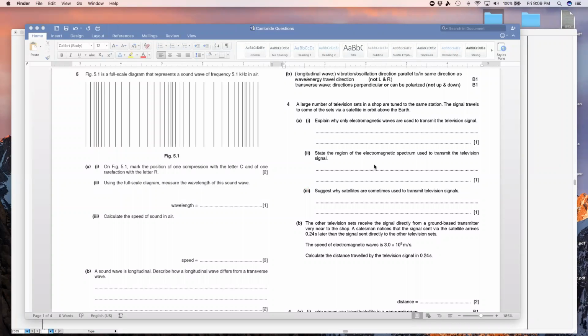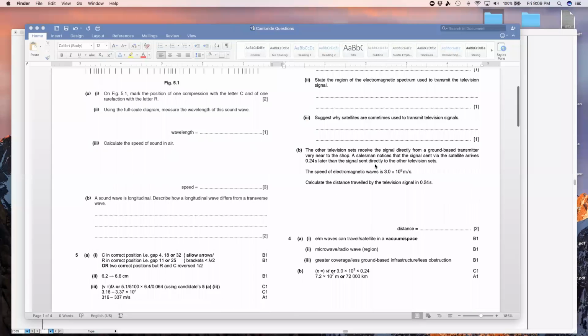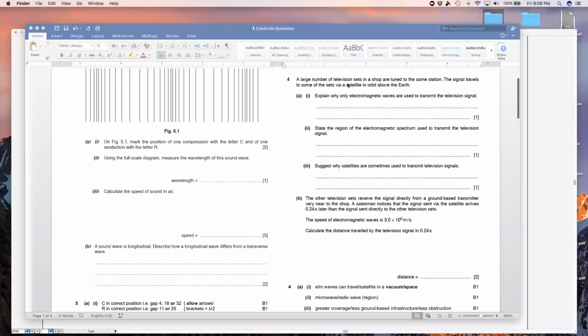Clear wall drawing. Okay. We go on to the next question now. A large number of television sets in a shop are tuned to the same station. The signal travels to some of the sets via satellite. Explain why electromagnetic waves are used to transmit television signals. Why do we use electromagnetic waves to transmit television signals?